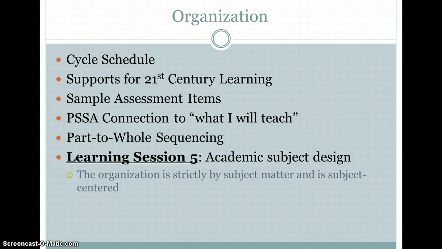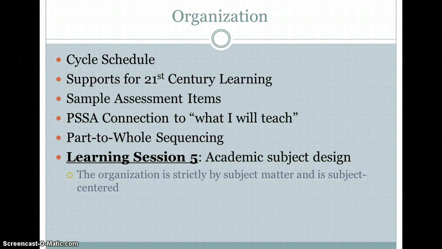In this category, an example question is given from an assessment that's used for this part of the content. And PSSA connection to what I will teach. This category shows what content is being taught and also references the core curriculum pages.